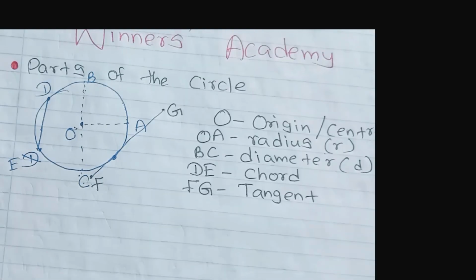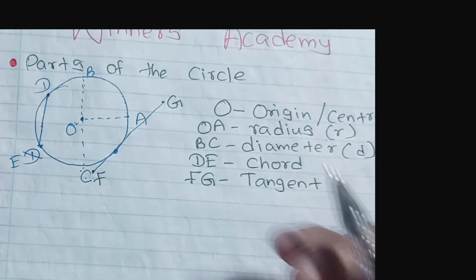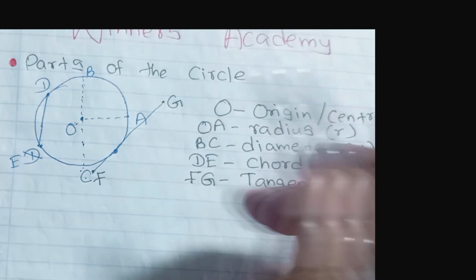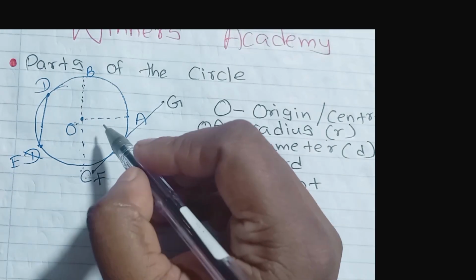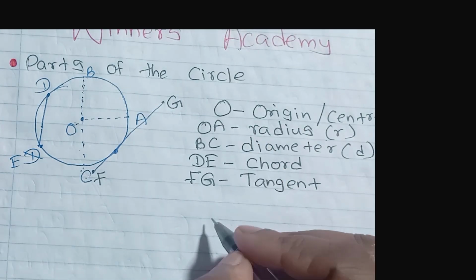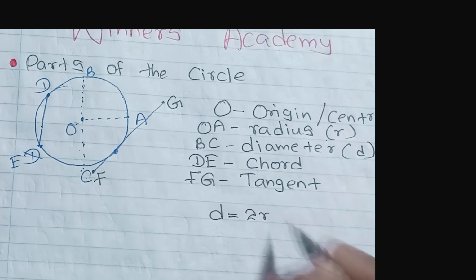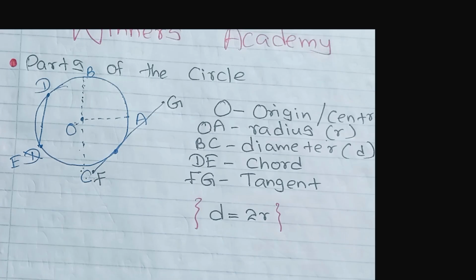Okay. And also there is some relationship between the diameter and radius. You can see the sum of two radii, the plural word of radius is radii. The sum of two radii is equal to the diameter, right? So you can write it down like here: diameter is equal to 2 times the radius. So that is a special equation in the parts of the circle.